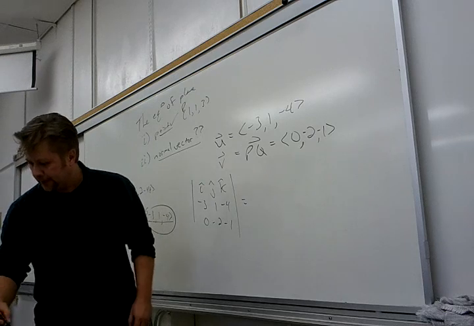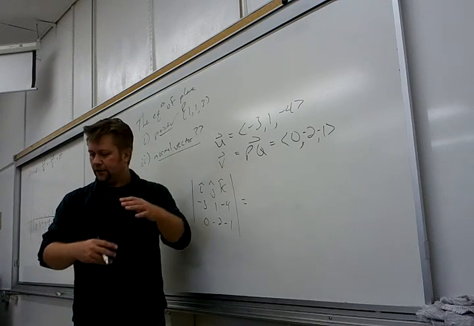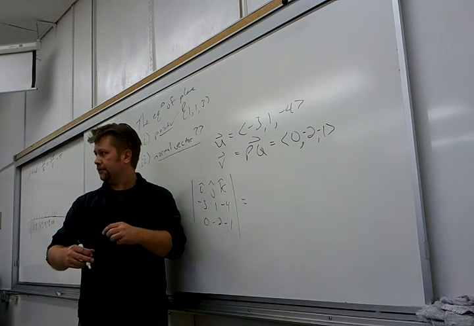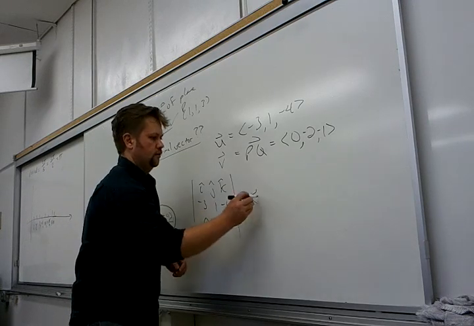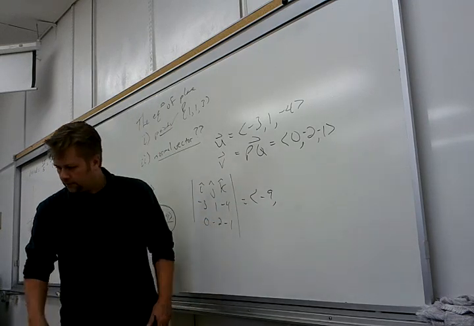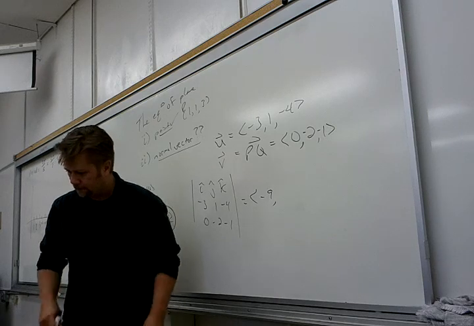I get the opposite of what I got. So I use the 0, 2, 1. Who's got something? What do you got? -9, 3, and 6. -9, 3, 6. Should be -3, I think. Yep.